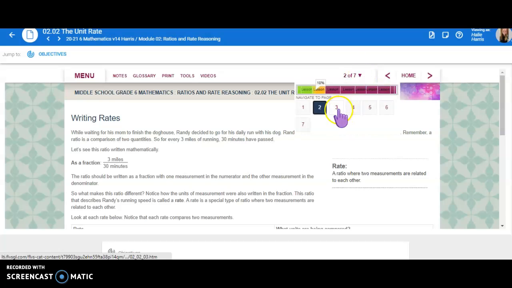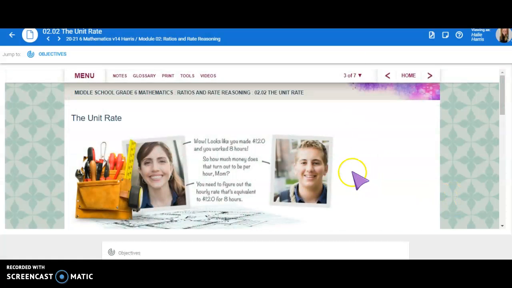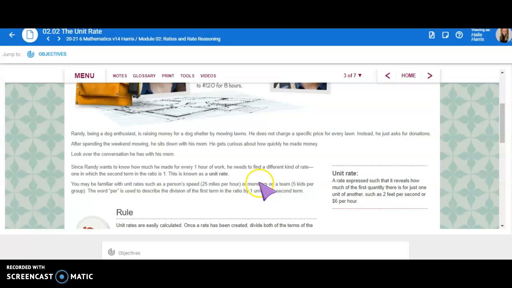As you move on to page 3, it talks about unit rate. So we just talked about what rates were. Now we're talking about a unit rate. So she says, wow, looks like you made $120 and you worked 8 hours. How much money does that turn out to be per hour, Mom? You need to figure out the hourly rate. That's equivalent to $120 for 8 hours.